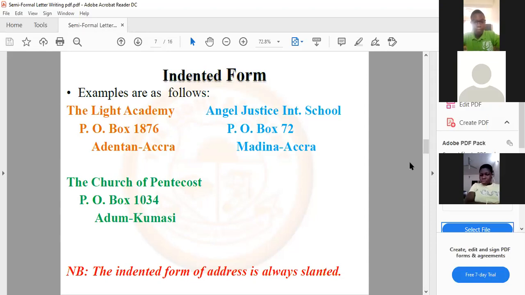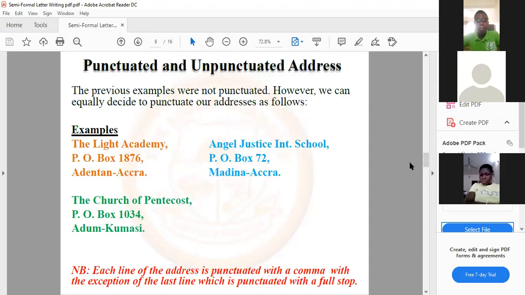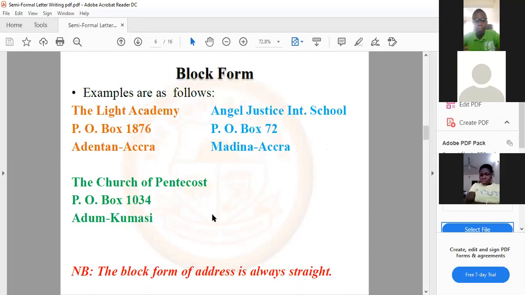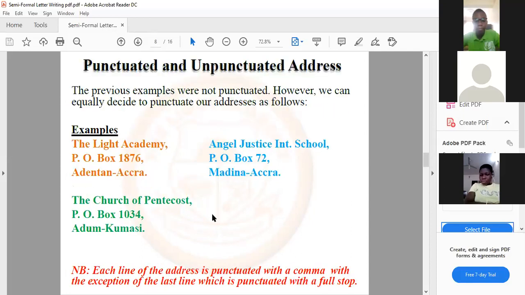So, and then we have the punctuated and the unpunctuated address. For the punctuated, you put comma, and then full stop. Do you understand? Comma, full stop. But with the unpunctuated, there are no punctuations. You just write them like this one. You see that there are no punctuations. But for the punctuated one, you have comma, and then your full stop. Comma, full stop. All right.